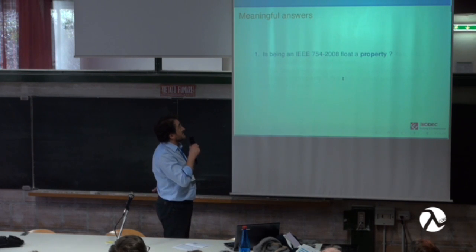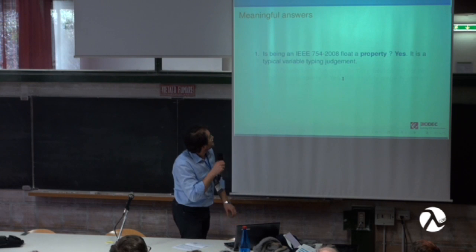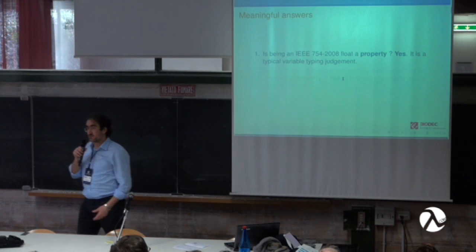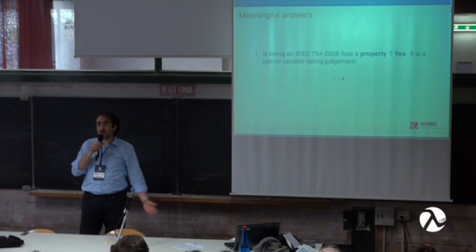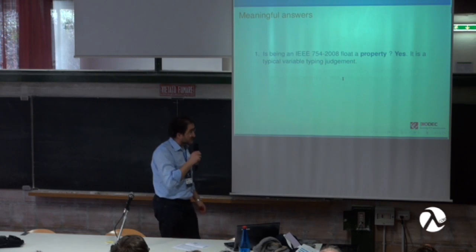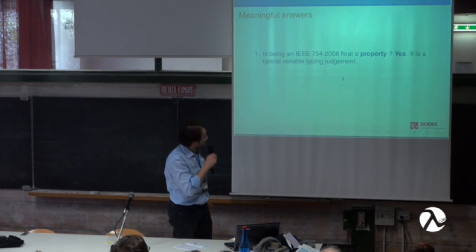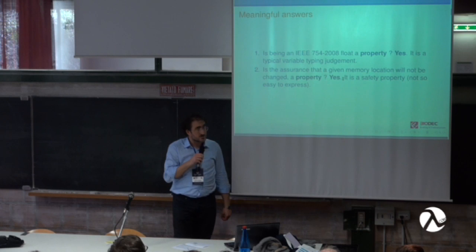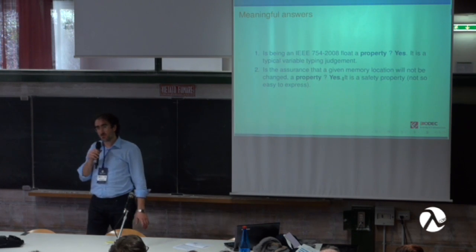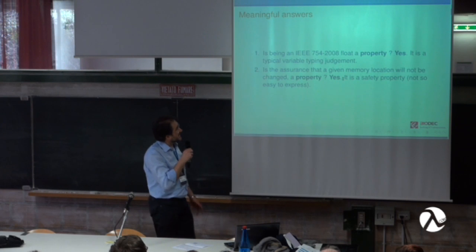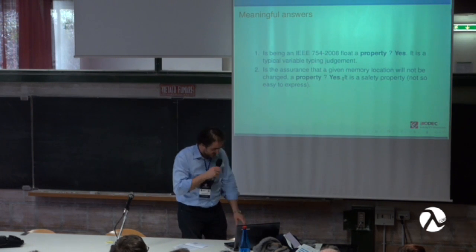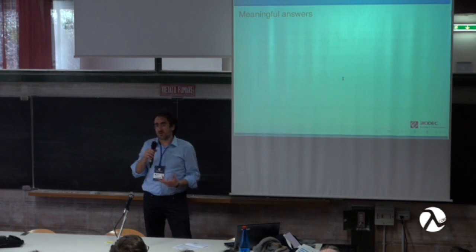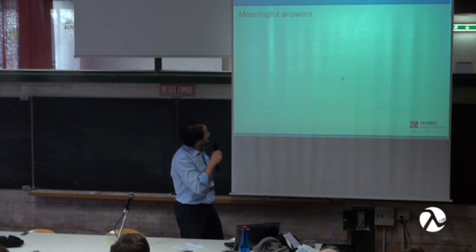Being a floating number is definitely a property, and this is probably the standard type judgment that you have been seeing in any programming language of the last 40 years, except probably assembler. And is the assurance that a given memory location will not be changed a property? Yes, it's a safety property. That's not so easy to express in a typing system. And in fact, it's a problem to devise particular concurrent programs that have this safety condition.